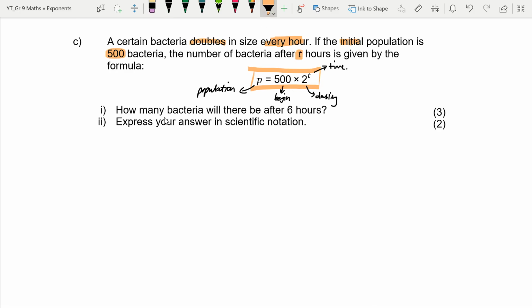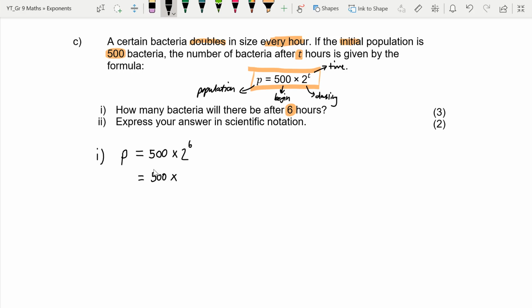Now they're saying how many bacteria will there be after 6 hours? Now, if we were to work that out, we can do that without the formula, surely. And I'll show you what that would look like in a moment if that was maybe your instinct. But let's just plug it into that formula, that equation that we got to work with. We've got the population will be 500 times by 2 to the power of 6, because it is 6 hours. Let's work that out. Well, that will be 500 times what is 2 to the power of 6?